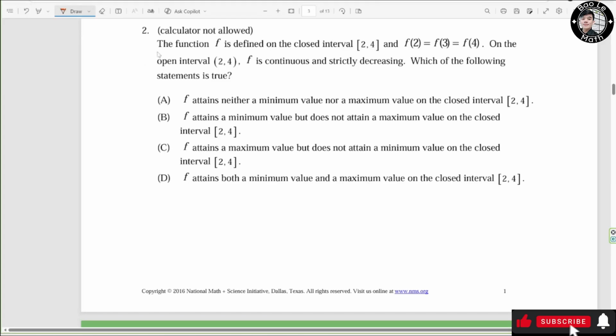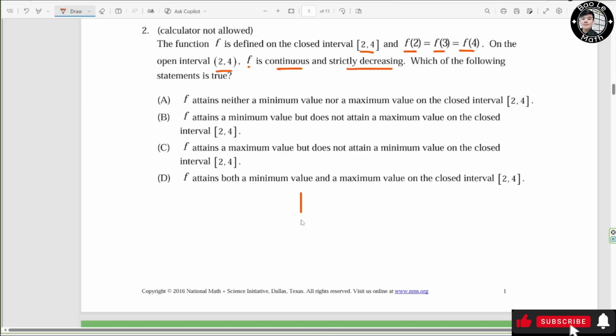Now let's move on to question 2. The function f is defined on the closed interval 2, 4. If f of 2 equals f of 3 equals f of 4, and on the open interval 2 to 4, the function f is continuous and strictly decreasing.